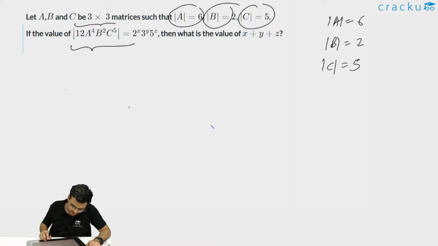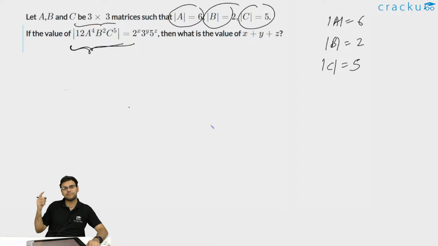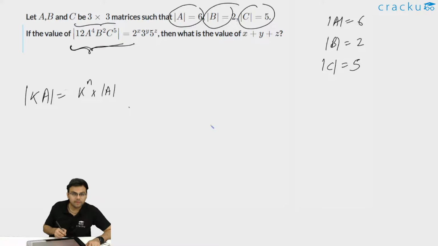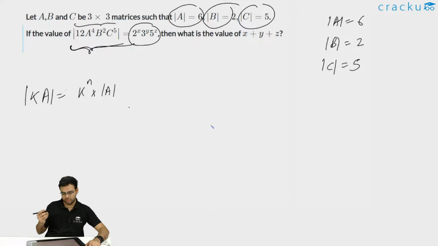If the value of determinant of 12 times, so this 12 is multiplied by the matrix, so it is a scalar multiplication of a matrix and then we are calculating the determinant of the matrix. So it is the case determinant of kA is equal to k to the power n into determinant of A, where n is the order of the matrix, is equal to 2 to the power x, 3 to the power y and 5 to the power z.